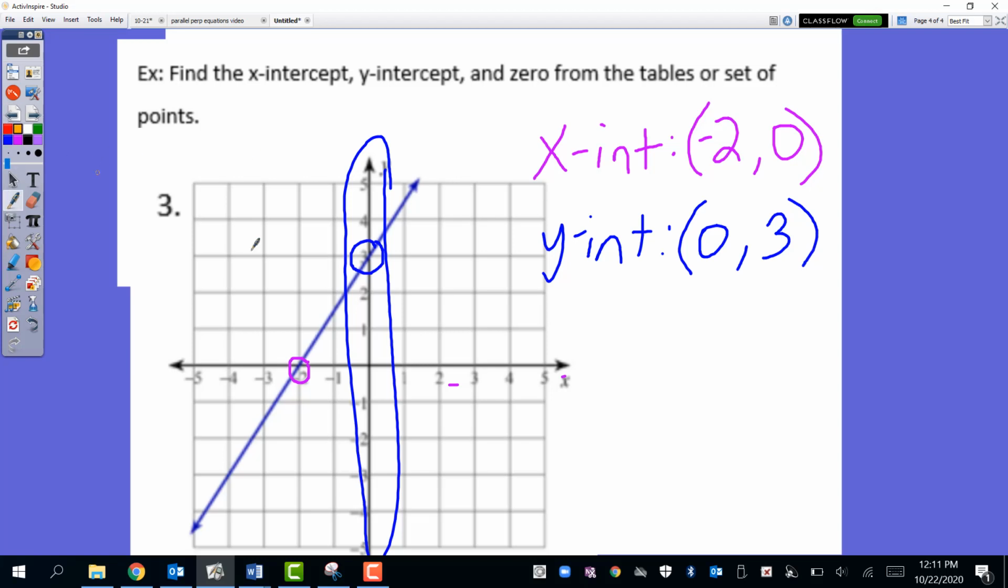And then the last question, the zero. The zero, the place, not the number 0. It is the same as the x-intercept, so it's still going to be where it crossed the x-axis, and I just have to put the number. I don't have to put it in parentheses this time, so I just put -2. So go ahead and rewatch if you have any questions. Otherwise, start your practice.